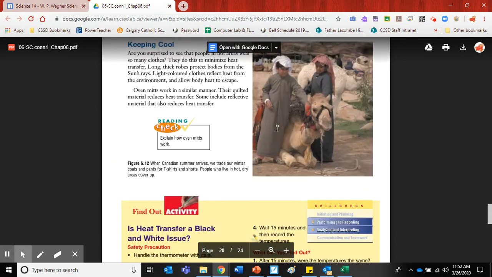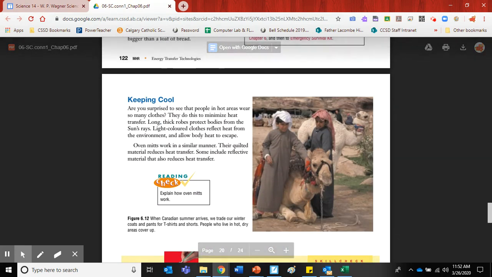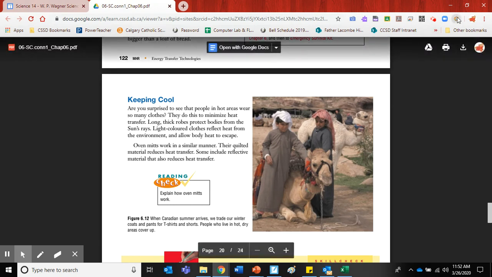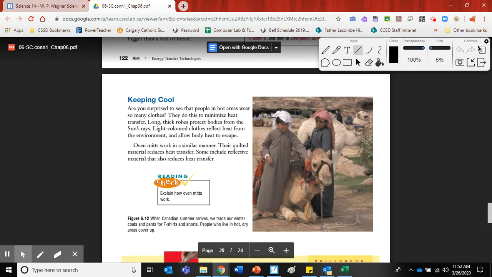Okay. When we're going through these practical examples, I'm going to highlight this one. You're going to read through it. And why would they wear so many clothes in hot places? Well, as I read through the first two lines, long, thick robes protect bodies from the sun's rays. Oh, light-colored clothes reflect heat from the environment, allowing the body heat to escape. So there, I don't need to write it all, but I highlighted and I drew my attention to the key terms. This would be a perfect example.